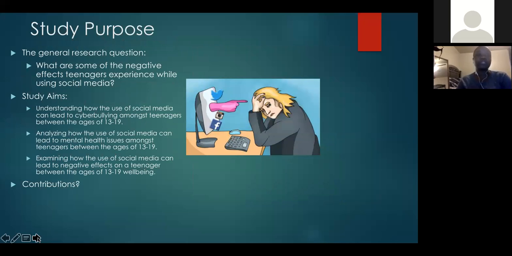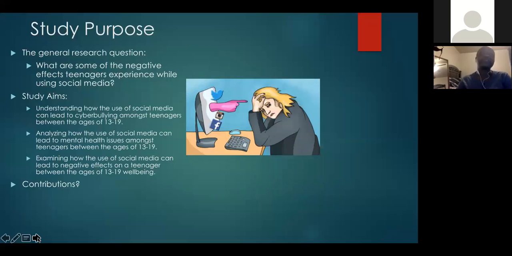For the study purpose, the general research question, as previously stated, is what are some of the negative effects teenagers experience while using social media? And my three study aims are listed, which are understanding how the use of these accounts can lead to cyberbullying amongst teenagers between the ages of 13 and 19, analyzing how the use of these accounts can lead to mental health issues amongst teenagers in this age range, and then also examining how the use of these accounts can lead to negative effects on teenagers.